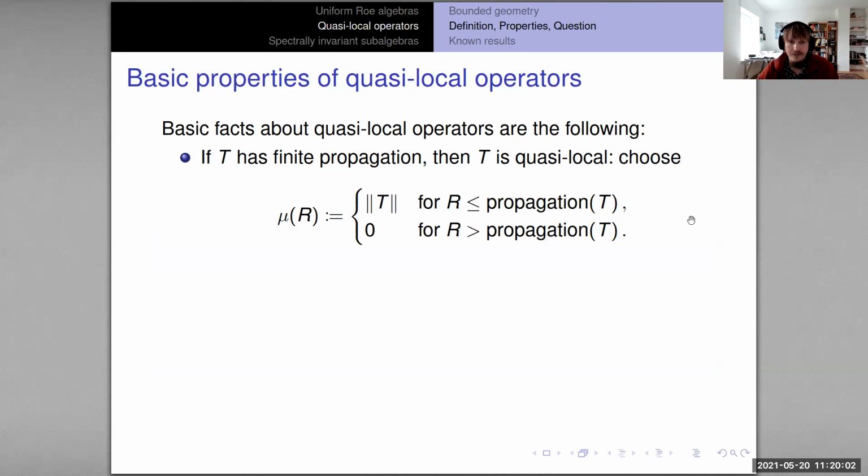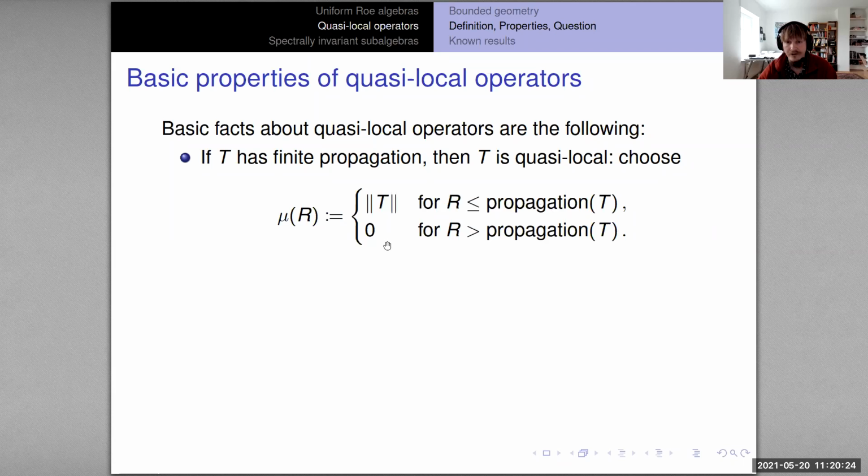Now we have the following basic facts about quasi-local operators, namely, if your operator has finite propagation, then it will be quasi-local, because you can just do the following naive choice of dominating function. Just let it be the operator norm of T up to the propagation of T, and from that point on, just define it to be 0.